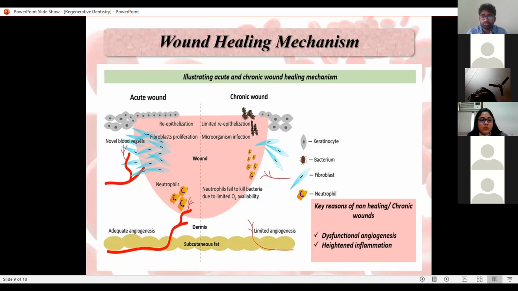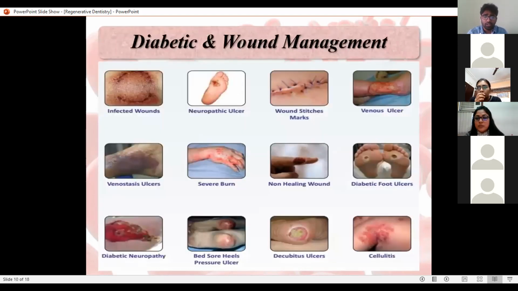In chronic wounds, there is a decrease in angiogenesis because of the bacterial infection. There will be heightened inflammation. So when we inject PRP at the site of the wound, that increases angiogenesis and it acts as an anti-inflammatory. So we can use PRP in various wound conditions like infected wounds, neuropathic ulcers.